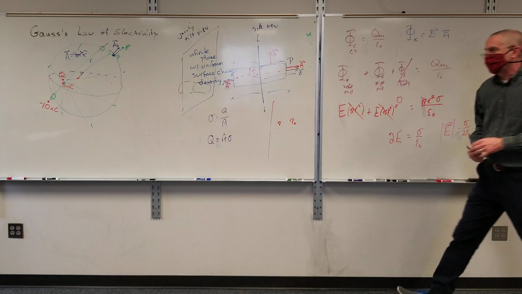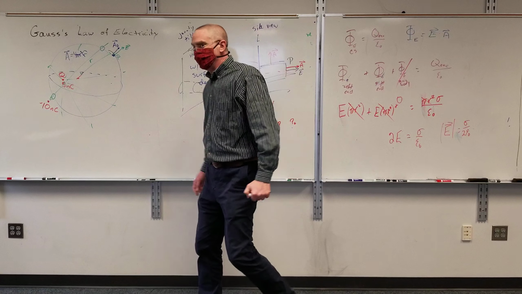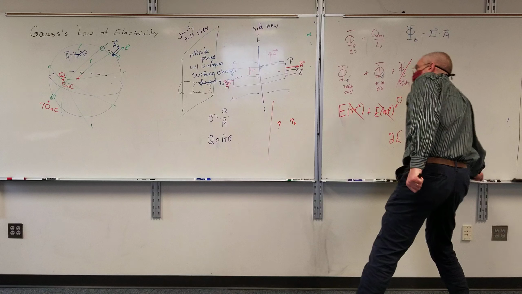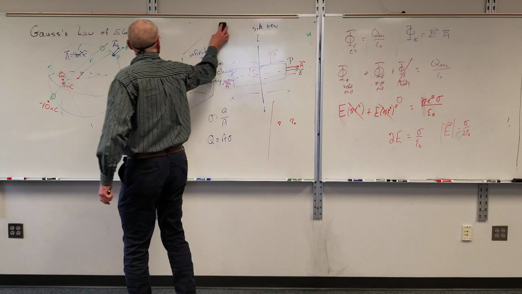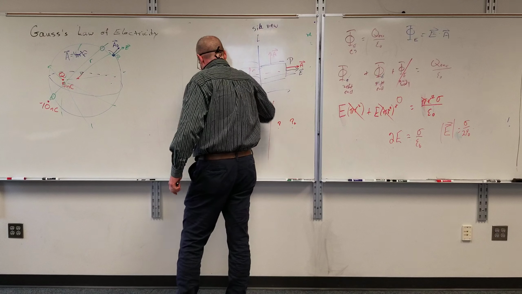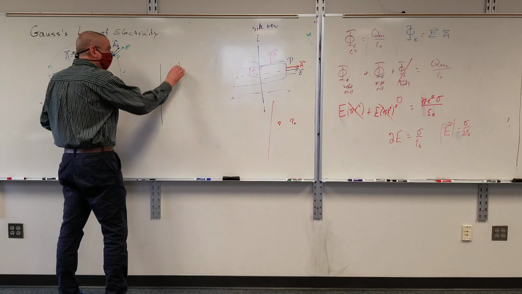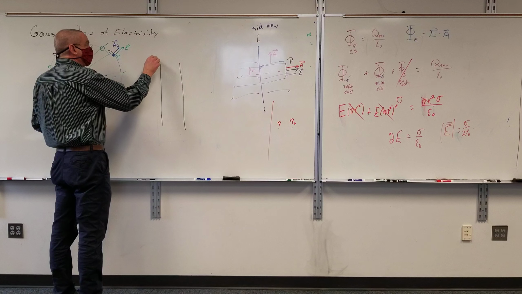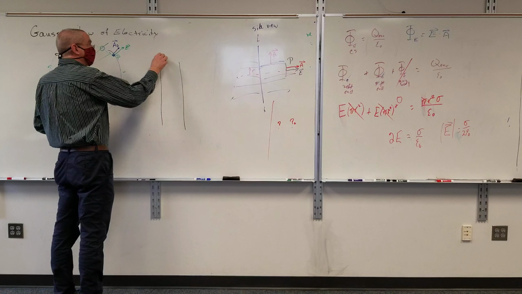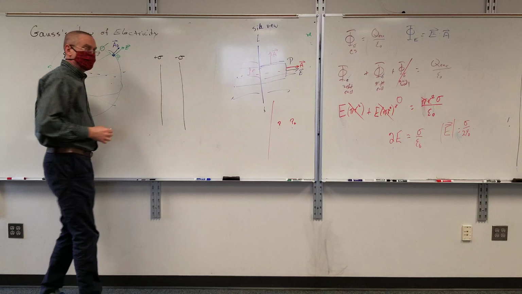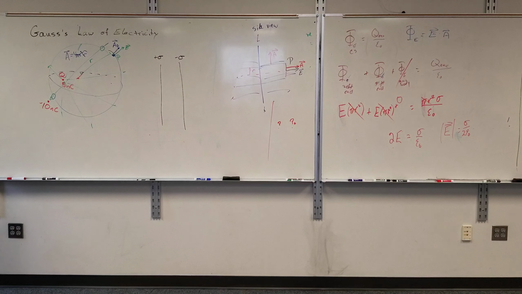And this formula right here makes capacitors really, really doable. If I have an infinite plane here and an infinite plane here, let's say that this has a positive surface charge density and this has a negative surface charge density, same magnitude, just opposite signs.